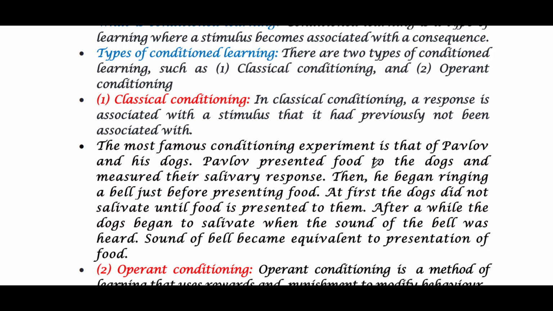Pavlov presented food to the dogs and measured their salivary response. Then he began ringing a bell just before presenting food. At first, the dogs did not salivate until food is presented to them. After a while, the dogs began to salivate when the sound of the bell was heard. Sound of bell became equivalent to the presentation of food.